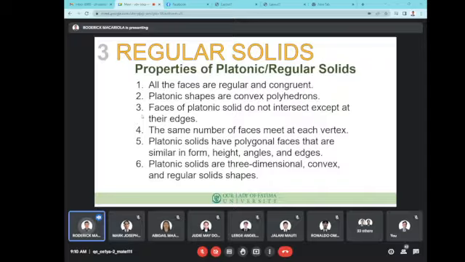The properties of platonic solids include the following. Lahat ng faces, regular and congruent. Convex polyhedron. So meaning yung mga shapes nila ay convex lahat, walang concave. Platonic solids do not intersect except at their edges. Dun lang yung meeting nila. Same number of faces meet at each vertex. So kung tatlo sa isang vertex, tatlo. Kung lima, lima. Platonic solids have polygonal faces that are similar in form, height, angles, and edges. Magkakaparehas lahat ng faces nila. They are three-dimensional, convex, and regular solid shapes.